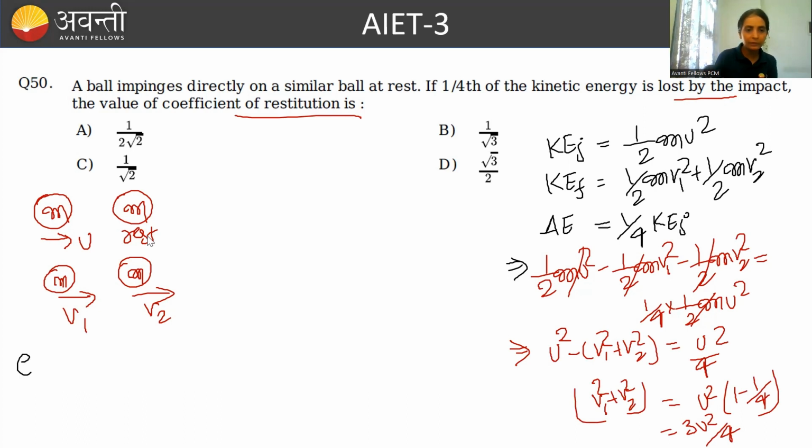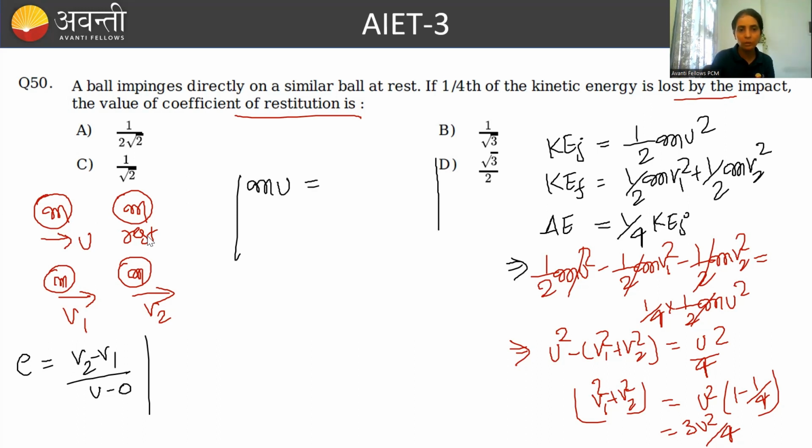Done. And coefficient of restitution is what? Velocity of separation by velocity of approach. So this, we have to calculate. Now, one equation we have got. Second, we can write an equation using conservation of momentum. So initial momentum mu will be equal to final momentum, that is mv1 plus mv2. M got cancelled, u is equal to v1 plus v2. Now see here, we need to calculate v2 minus v1.